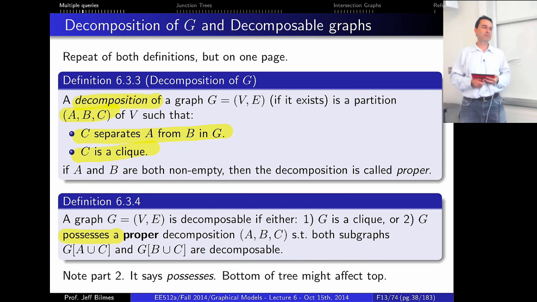Yep, another question? You may have hinted at this already, but let's suppose that G possesses two proper decompositions. How are we to choose which proper decomposition to move forward on? As you will see, it's not going to matter.